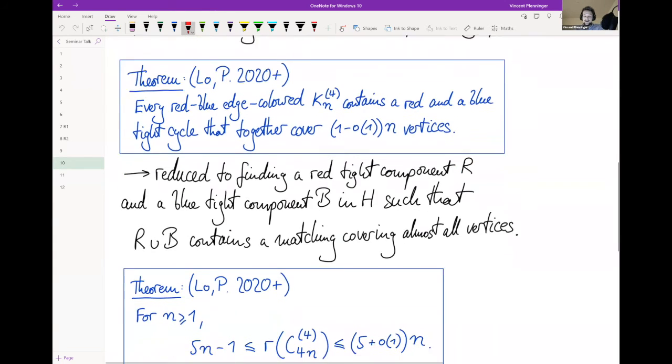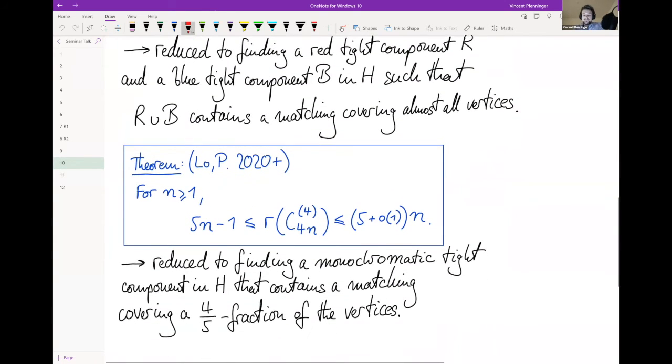And similarly, the second result, about the Ramsey number of the 4-uniform tight cycle, is reduced to finding a monochromatic tight component in H that contains a matching covering a 4/5 fraction of the vertices. And the 4/5 here is because we want to find a tight cycle of length 4n in a graph which has about 5n vertices.